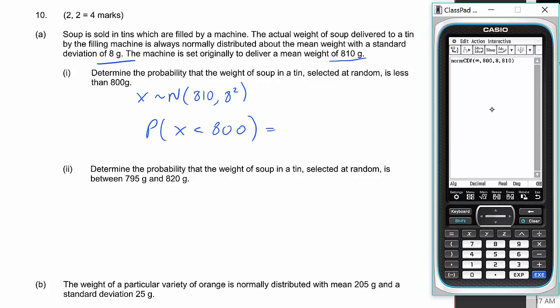So that needs to be negative infinity. I thought I put negative infinity in, but never mind. So 0.1056.